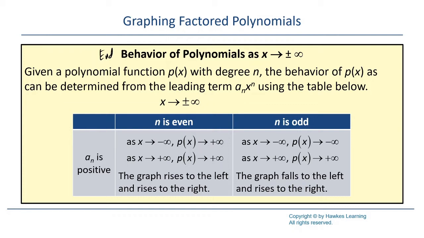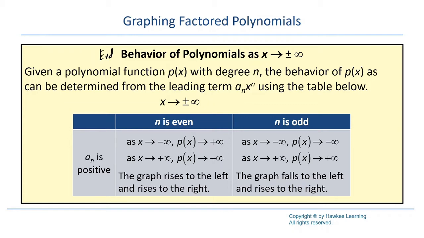versus the odd version where as x approaches negative infinity, p of x approaches negative infinity. And as x approaches positive infinity, p of x approaches positive infinity. So if n is odd, this is something like x cubed, x to the fifth, and so on. And then if n is even, this is like x squared or x to the fourth, those kinds of deals.